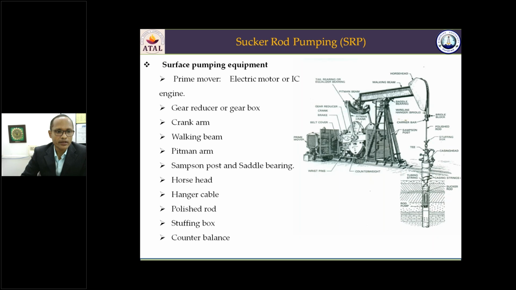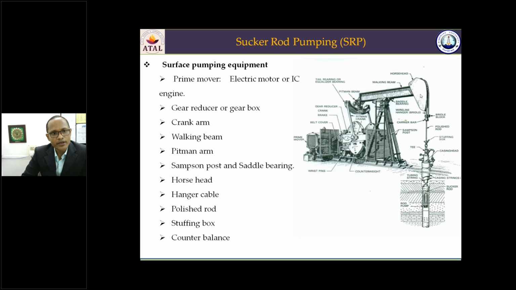This crank arm is rotating. The rotary motion of the crank arm is converted into linear motion of the sucker rod pump with the help of this mechanism, consisting of the walking beam, the Samson post, the saddle bearing, and the pitman arm. The crank arm is connected to the walking beam with the help of the pitman connection.